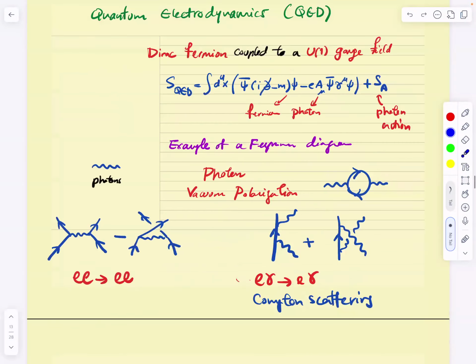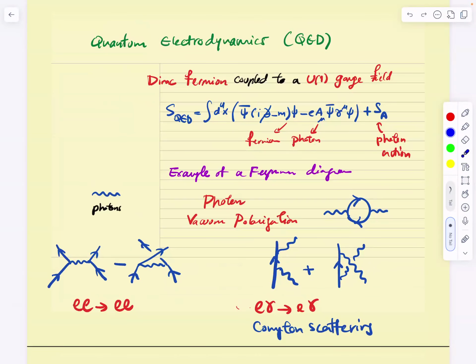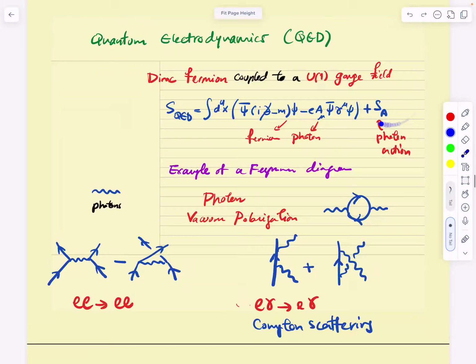So here it is: quantum electrodynamics. It's a theory where you have a Dirac fermion coupled to a U1 gauge field. Here's the action. This is a fermion psi, and you have the action for the photon, which is just a U1 gauge field. It's just a propagator, there are no interactions. And then you have a coupling between the photon and the fermion.